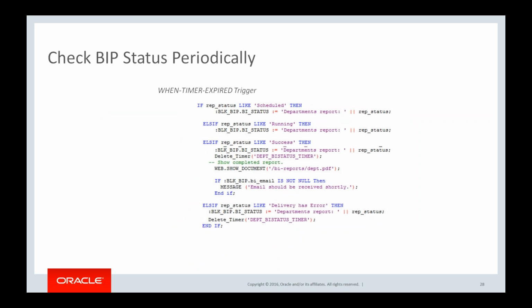So what I did here was in a when timer expired trigger, I checked to find out what the status is. Is the status still in a scheduled state, or is it running, or did it succeed? If it succeeded, then obviously it's finished. If in fact it did finish, I'll go ahead and delete the timer and then do something. Maybe I'll do a web show document to display it, depending upon how I configured the BI server. If I provided an email address, maybe I want to inform the user that, hey, you should be receiving your email shortly, or whatever the case is, depending upon how you created the application.